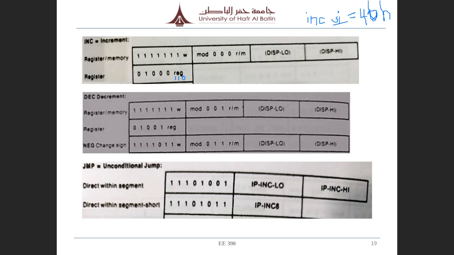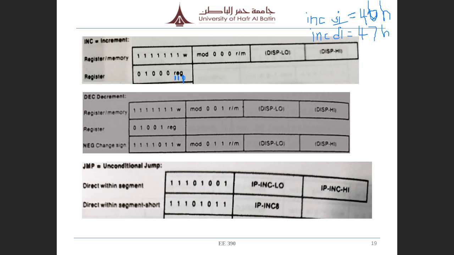And then what is the next instruction? Increment DI. What will be the hex code for this one? The REG field for DI is 111. Okay, 111. So it becomes 47H.